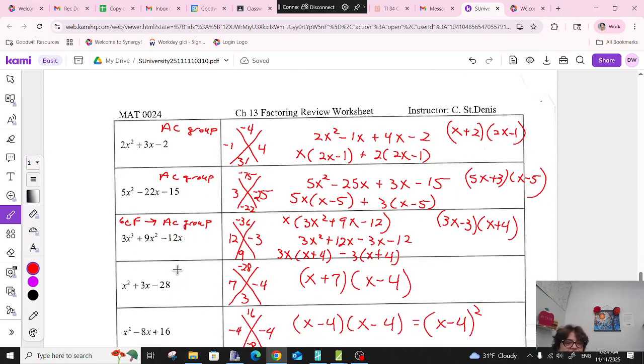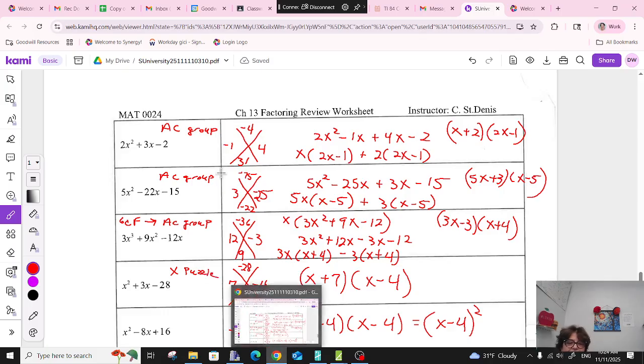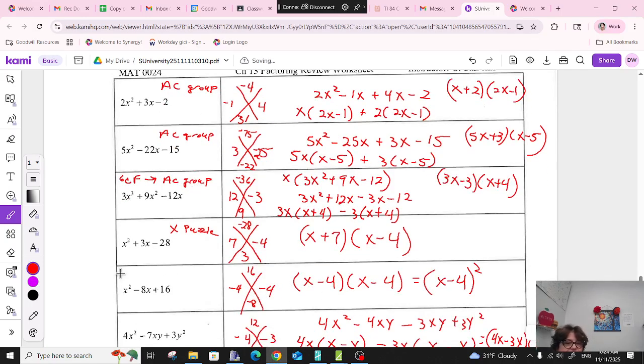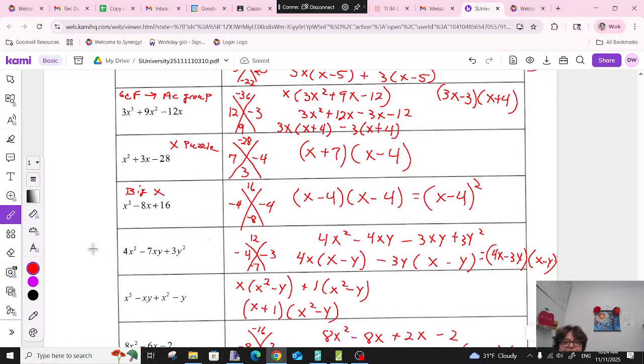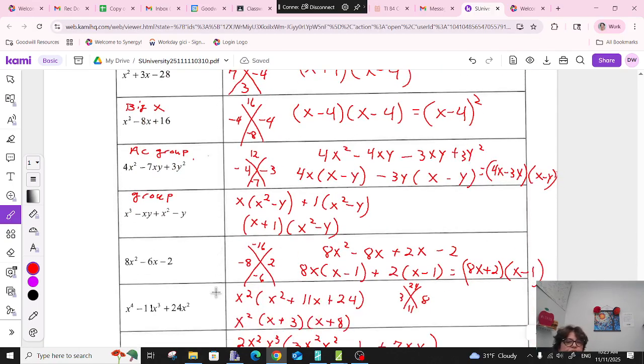This is just the X puzzle. Yeah, just a big X. This one's also just big X. This was unique. This is AC grouping. And this is just plain grouping, because you had just 4 terms, so that's grouping. This is AC grouping again.